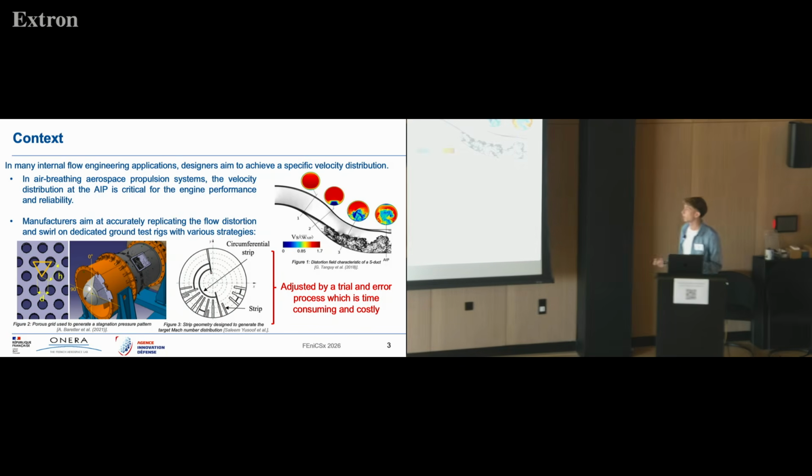So, for that, manufacturers aim at accurately replicating the flow distortion and swirl on dedicated ground test rigs with various strategies. So they can use a porous grid to generate a stagnation pressure pattern, but they can also introduce obstacles in the flow, like strips, in order to generate a target Mach number distribution. Their shape and position are adjusted by a trial and error process, which is time-consuming and very costly.